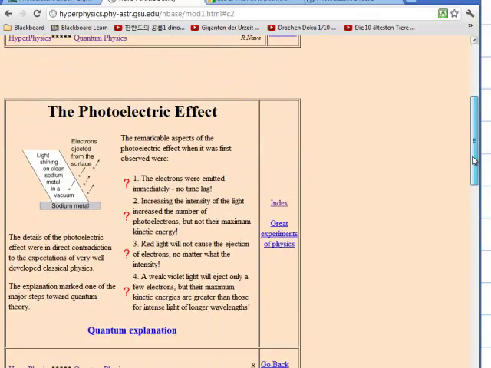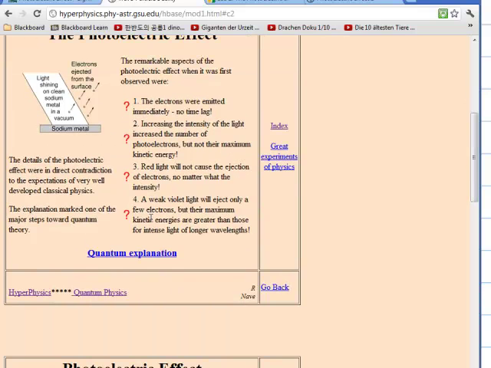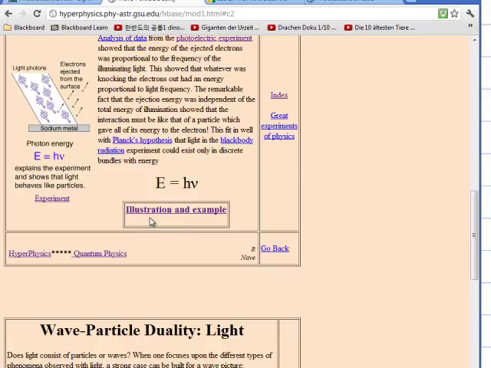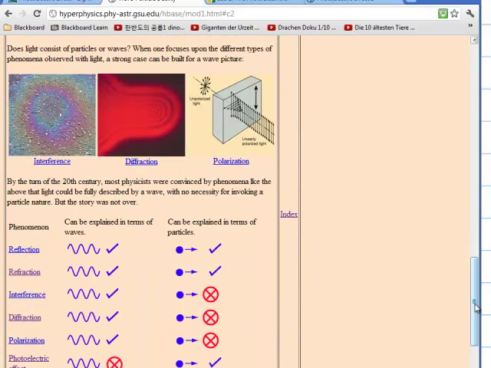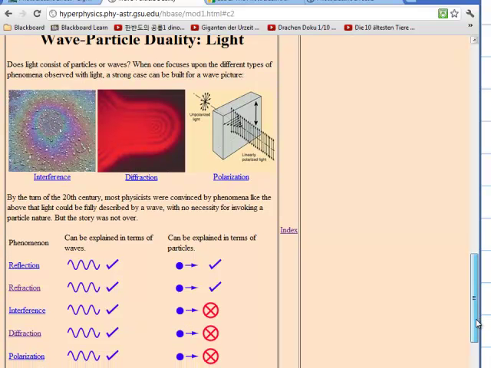Okay, I'll go a little down. There is the photoelectric effect, and again, this is all on hyperphysics, and you may read through this. And a little more. I thought this diagram here is kind of neatly put together: such phenomena as reflection can be explained in terms of waves, and here you would need Huygens' principle for that, the interference of waves, and that can also be explained in particles.